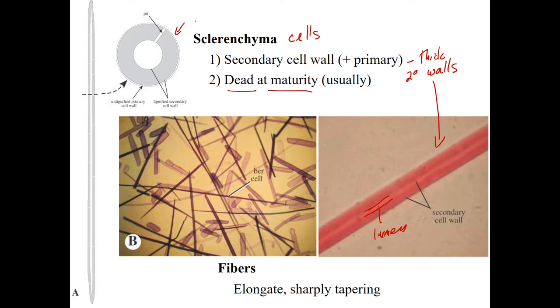Here's a cross-section. And again, that red is the lignified secondary wall there. Picture B here shows just some of these cells. These are fiber cells. They're supposed to be written out there, fiber. And fiber cells are long and thin.